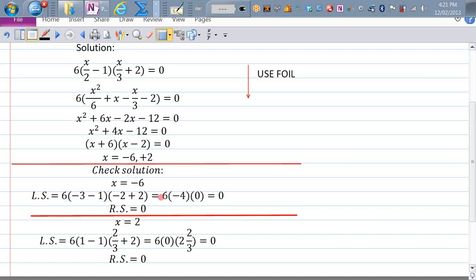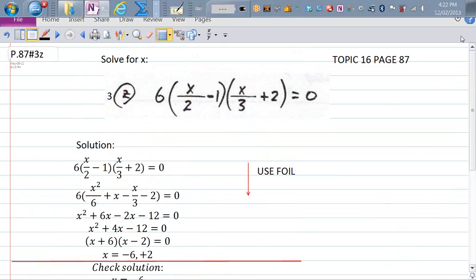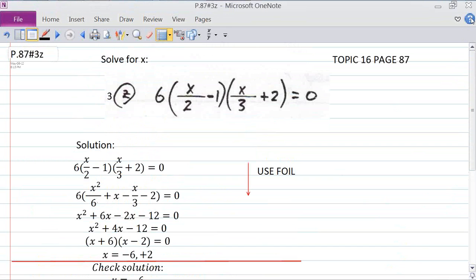Now, if I check the other solution, which is x equals 2, you can see that if I replace the x with the 2 here, 2 over 2 becomes 1, 1 minus 1 is 0. So in this case, this bracket becomes equal to 0. And again, the left side is 0 and the right side is 0. So this completes our discussion of page 87.